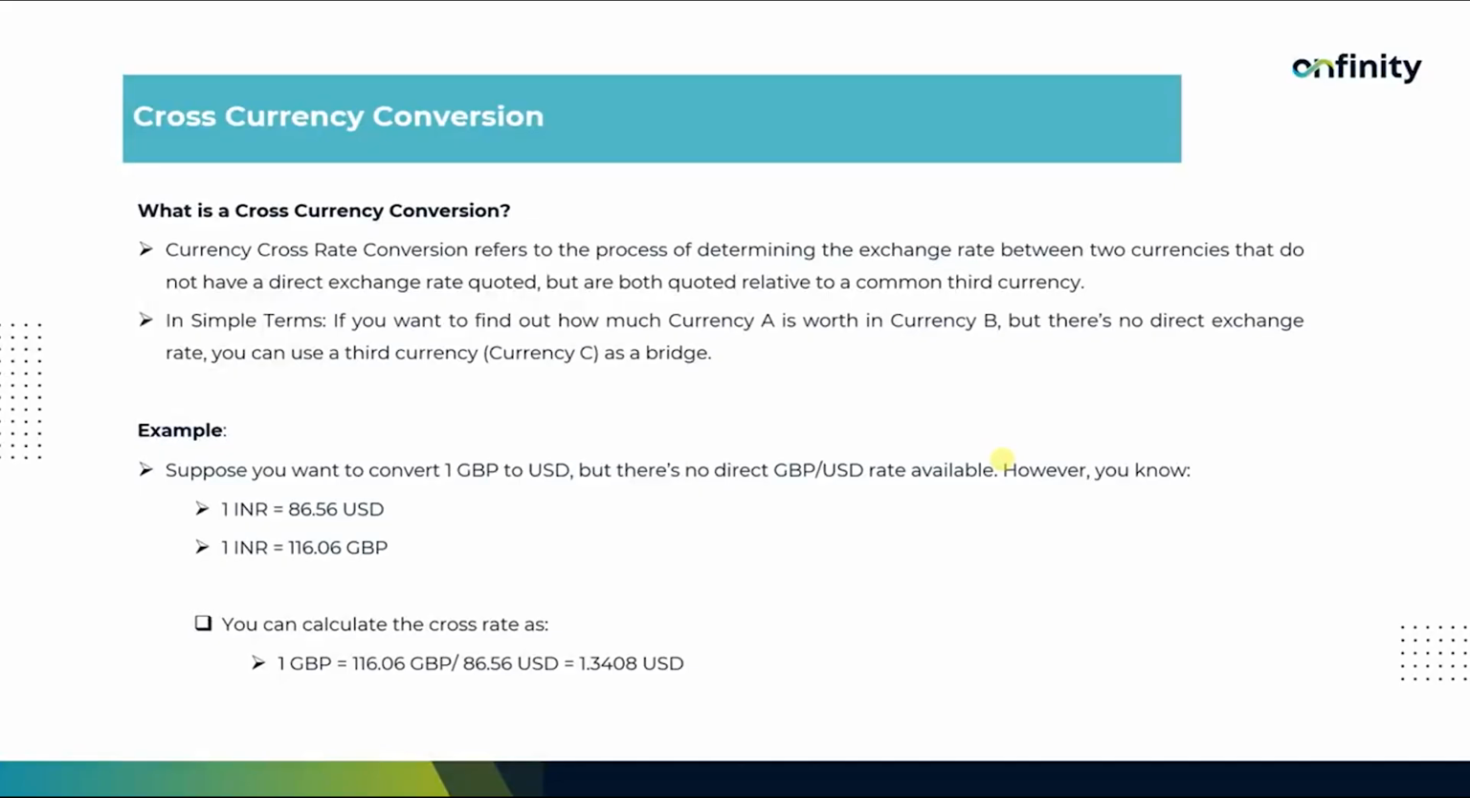Cross-currency conversion refers to determining the exchange rate between two currencies that do not have a direct exchange rate available, but are both quoted against a common third currency. For example, to convert GBP to USD, when there is no direct exchange rate, use INR as the common currency. If 1 INR equals 86.56 USD and 1 INR equals 116.06 GBP, the cross rate can be calculated as 116.06 divided by 86.56, which equals 1.3408 USD per GBP.